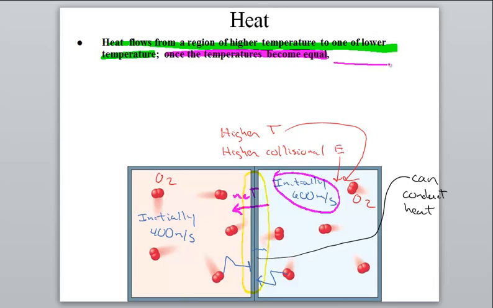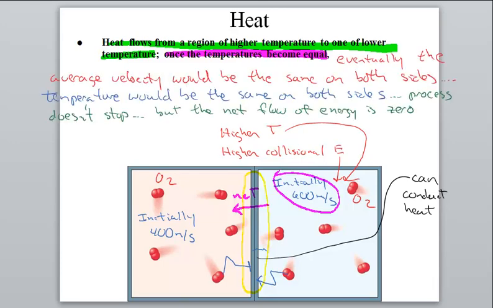So we can tag a little bit more on to this statement. For our example below, where it's the same substance on both sides, the same oxygen molecules, the average velocity would be the same. If it's different substances like air and water in your cup, the average kinetic energy would be the same. The temperature would be the same. And again, the process doesn't stop. The collisions don't stop, but the net flow of energy is zero.